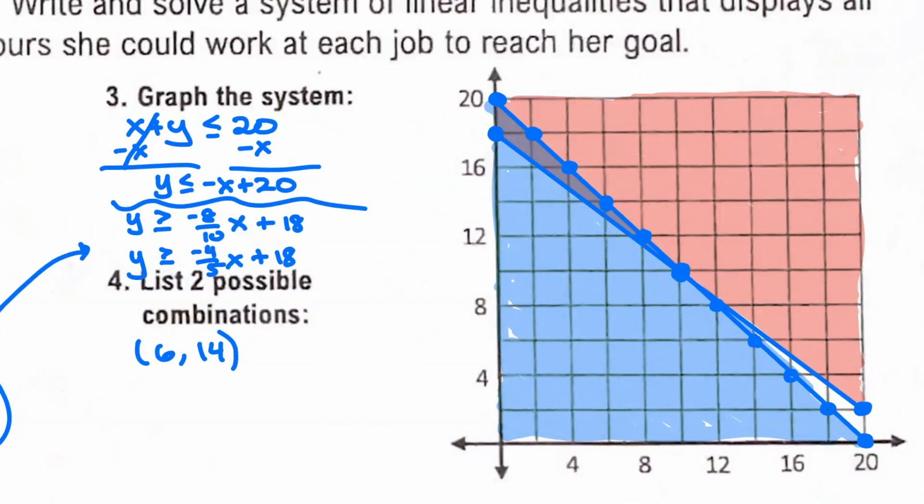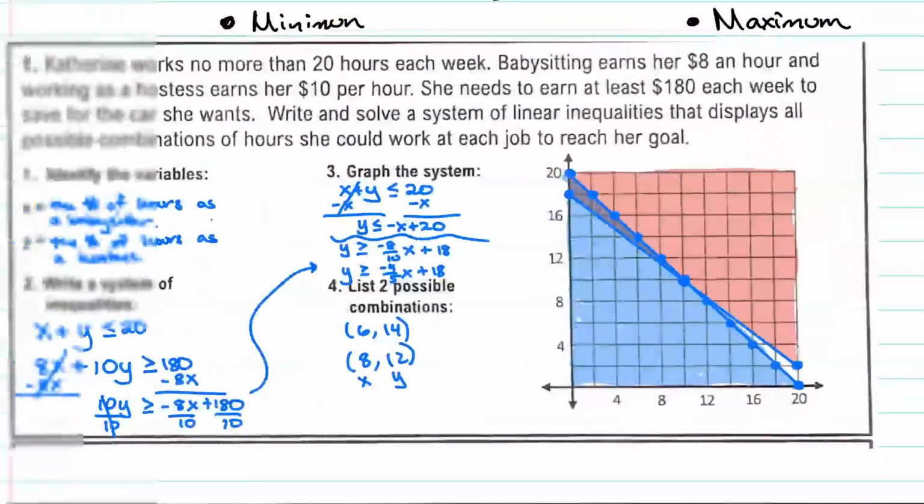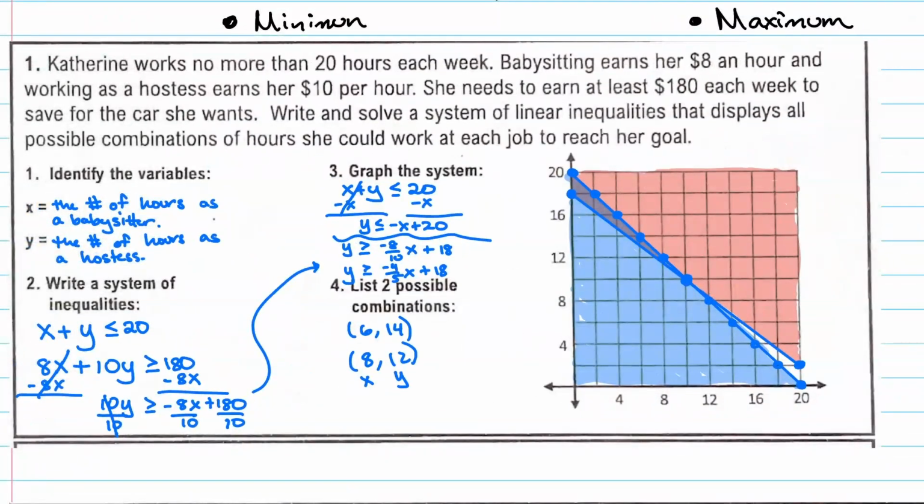This point would work as well. I don't mean to pick the points on the line. It's just that there's not really many options. So 8 comma 12 would be another one that works well. Remember that this is your X and your Y, and your X represented the number of hours as a babysitter, and Y represented the number of hours as a hostess.